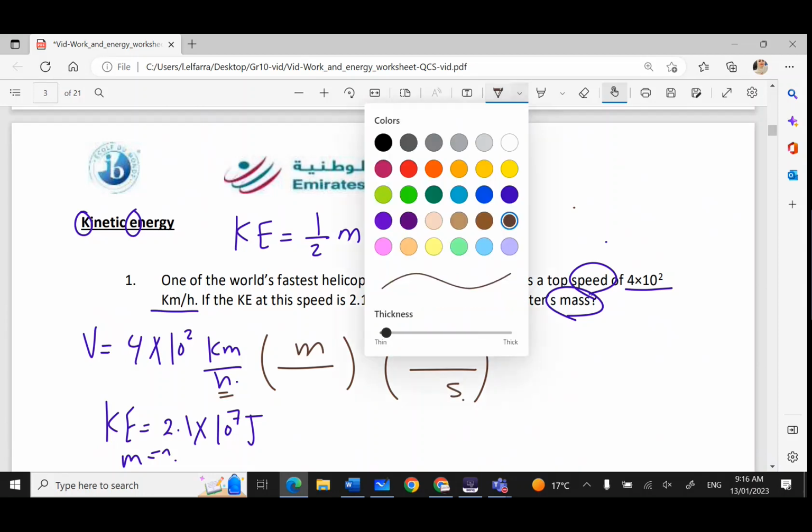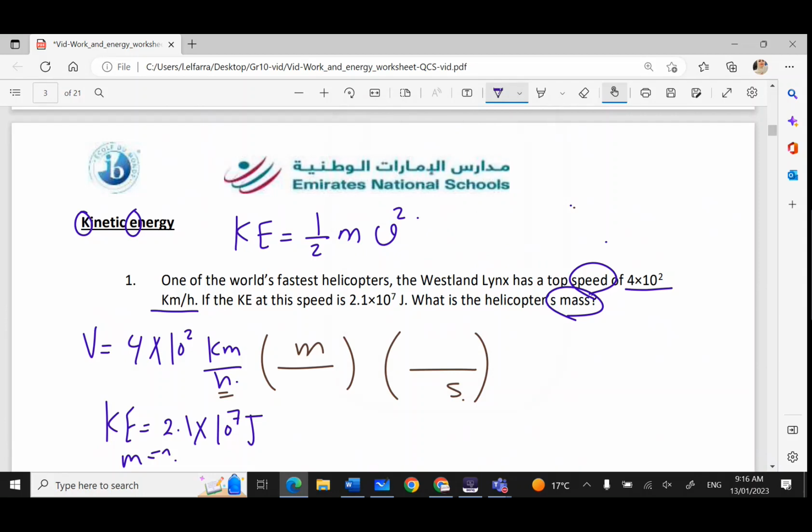So next to the prefix kilo, I'm going to put 1 kilo. I'm going to put it down to get rid of it. The word kilo means 10. The prefix kilo means 10 to the power 3.